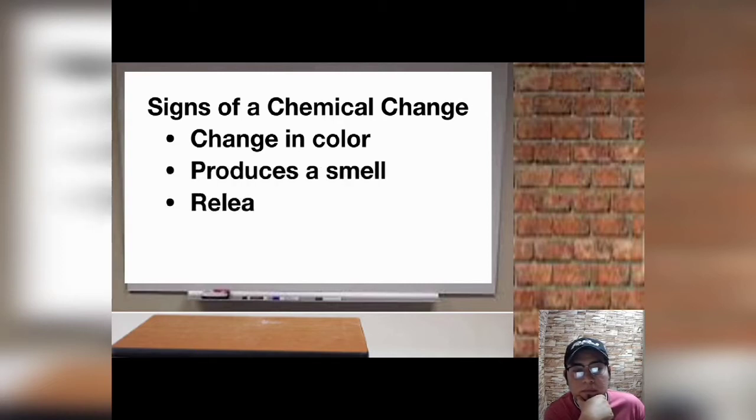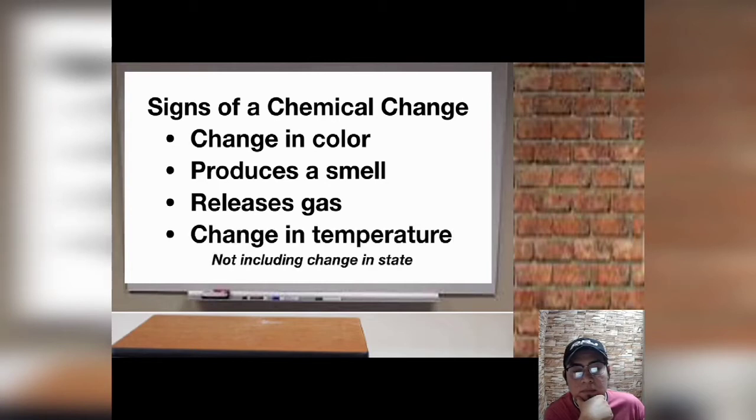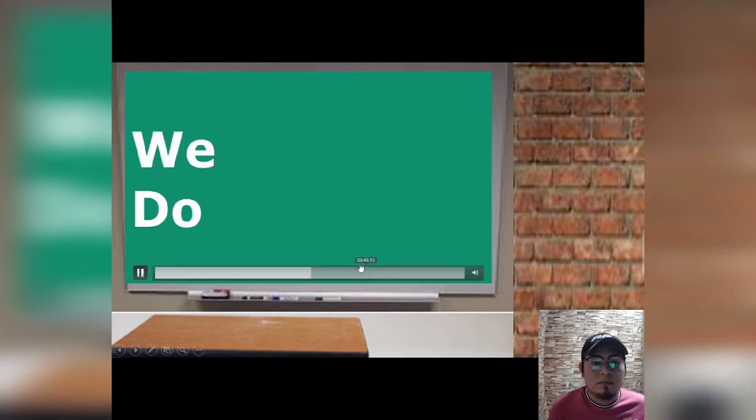Another clue is if it releases gas, like we saw happening during that baking soda and vinegar reaction. Finally, you can look for a change in temperature. And we're not talking about temperature that changes the state of matter. We're talking about if you do something and it releases a lot of heat, like an explosion. Let's look at some of these together.